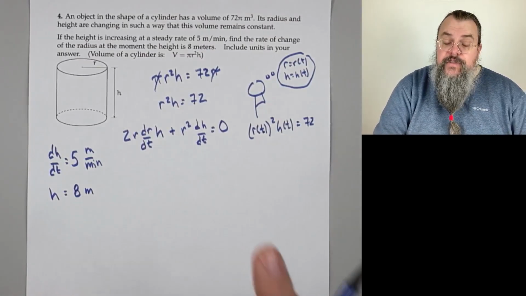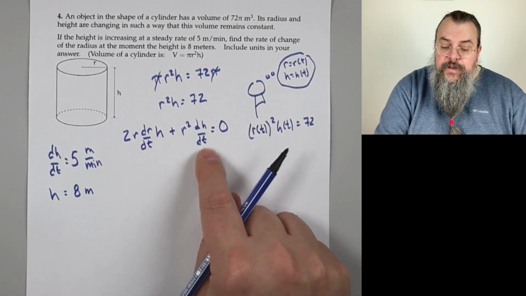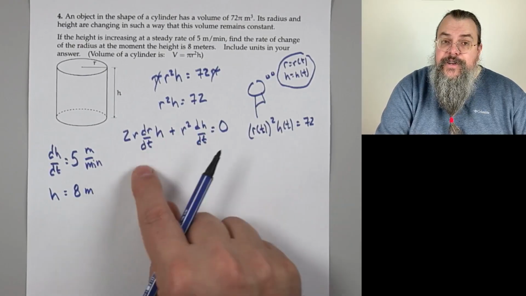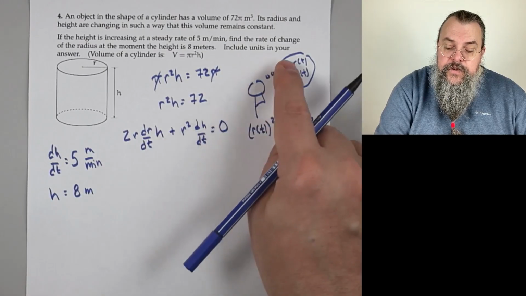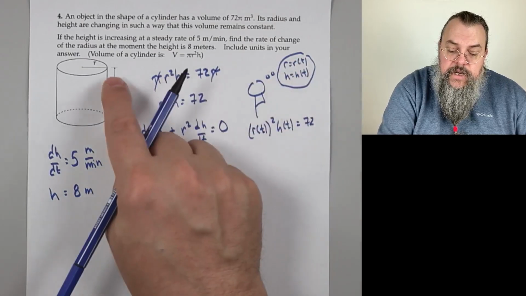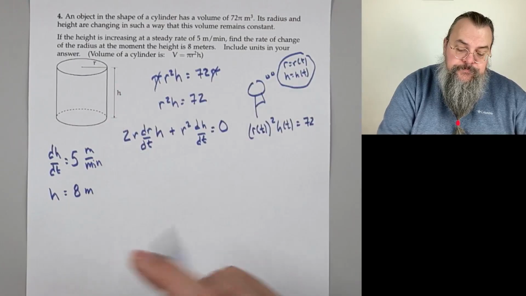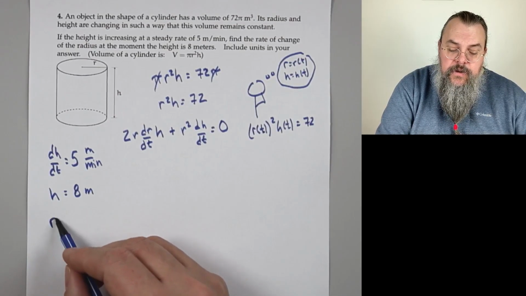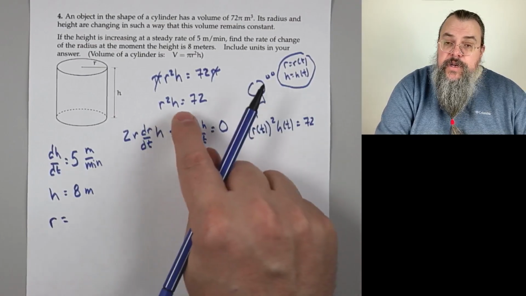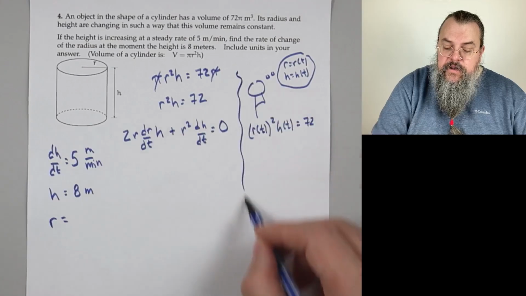You might say, okay, so let's see. What do we know? We know the h. We know the dh dt. The problem is we have two things left, dr dt and r. Now, what are we after? Well, we're after the change of radius. So we're after dr dt. But what's r? Well, for that, we say, what do we know? We know r squared times h equals 72. So we can do a little bit of work here on the side.